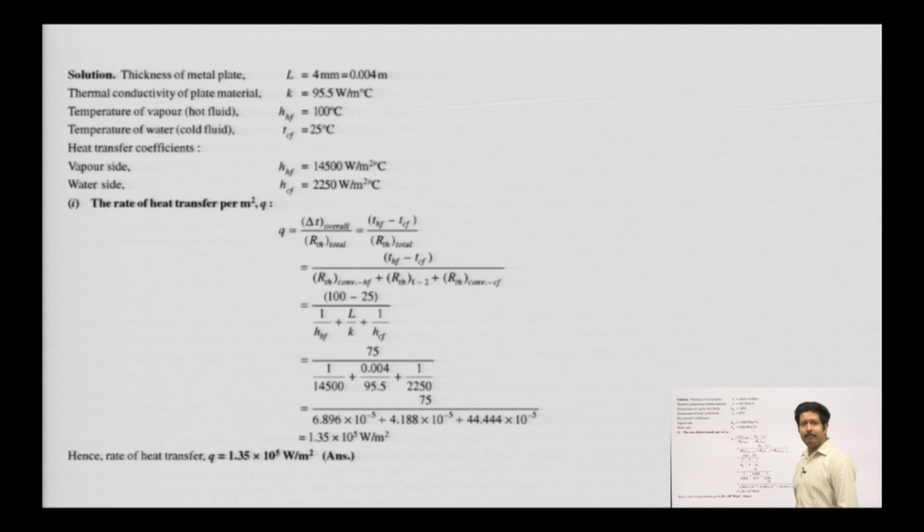The thickness of the metallic plate is given here. So it is L equals 4 mm, and you need to convert it into meters. The thermal conductivity of the plate material is also given here.